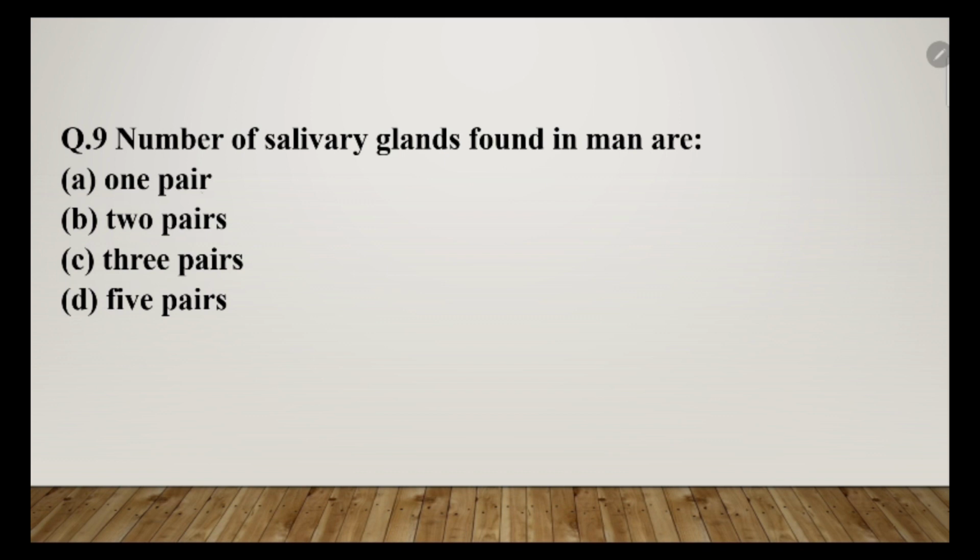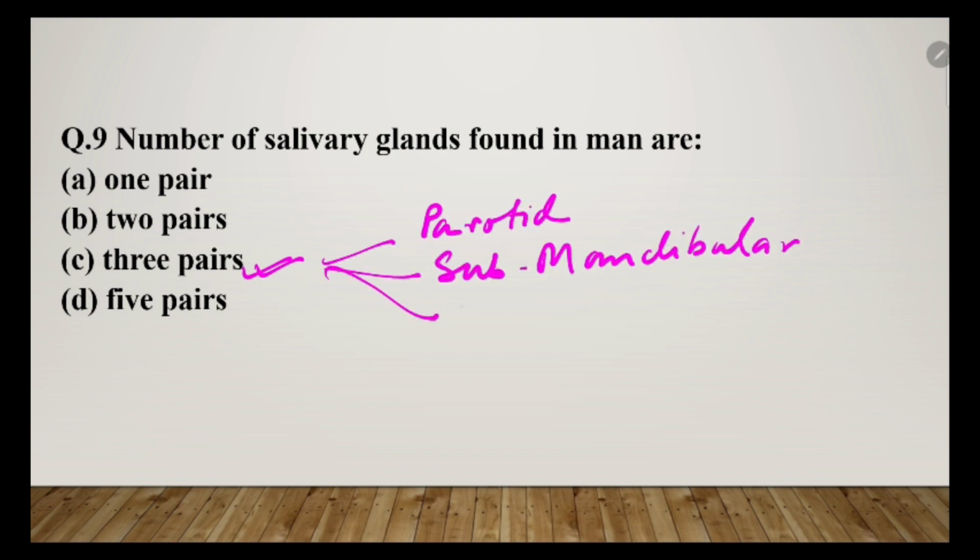Question number 9, the number of salivary glands found in man are, there are 3 pairs of salivary glands found in our mouth. They are parotid glands, second pair is submandibular, and third pair is sublingual. So, there are 3 pairs of salivary glands.